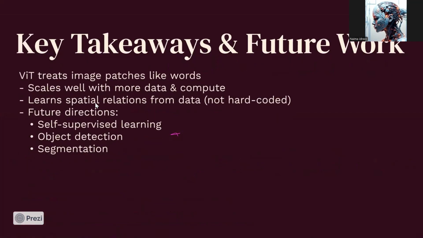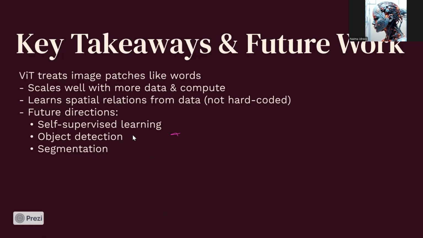For the key takeaways and future work, what we can do best is self-supervised learning. Instead of requiring a huge labeled dataset, vision transformers can learn from unlabeled images by predicting missing parts, rotations, and the relationships between patches. This reduces the reliance on costly manual labeling.